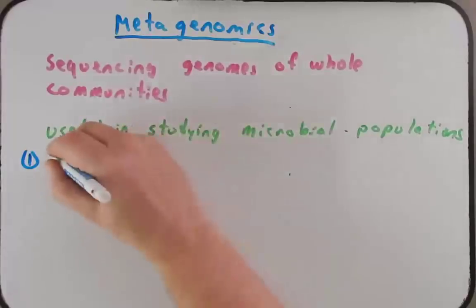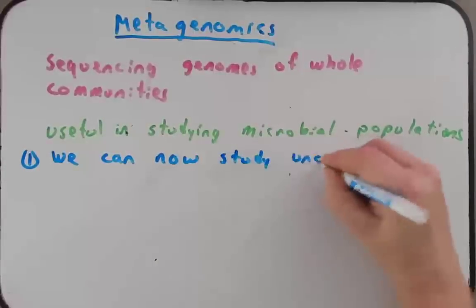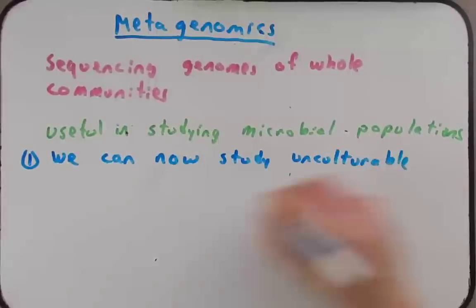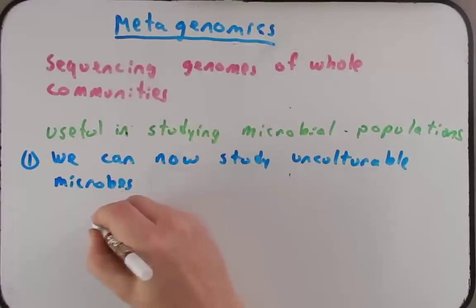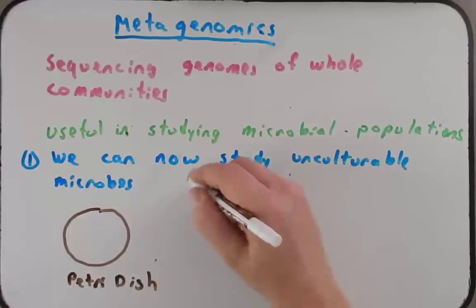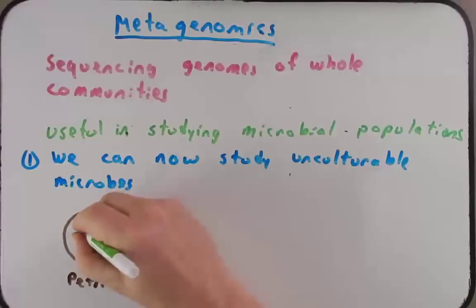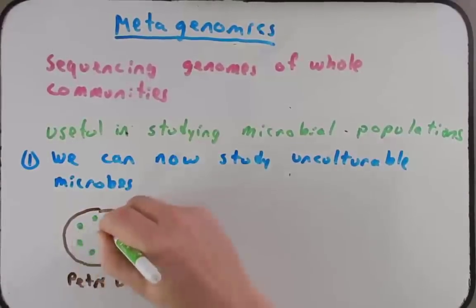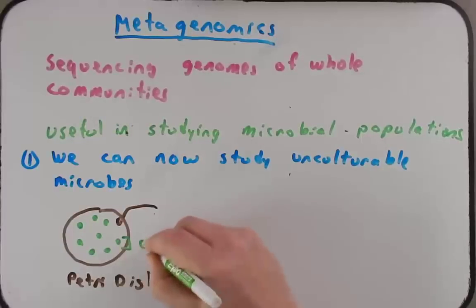One is we can now study unculturable microbes. Traditionally, what a microbiologist would have done was take a petri dish, shown here, take a sample from the environment and plate it on here. And then various colonies form. These colonies may be different species, they may be the same species, but they grew. And because they grew, they could analyze them. So these were considered culturable.